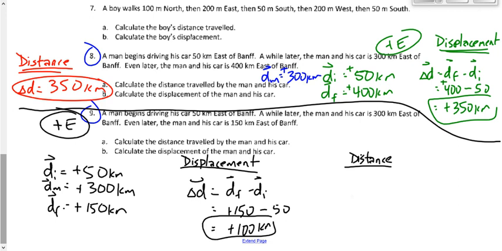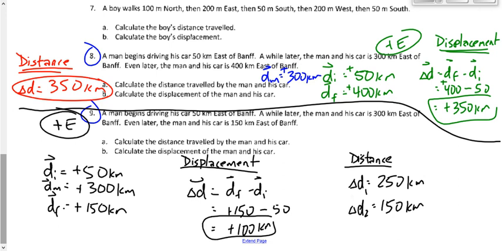Here's what you've got to do, and this is a tough one. For this one, we've got to say the distance traveled the first time, when I went from 50 to 300, was 250 kilometers. And the distance traveled the second time, when I went from 300 to 150, is 150 kilometers. Does that make sense?